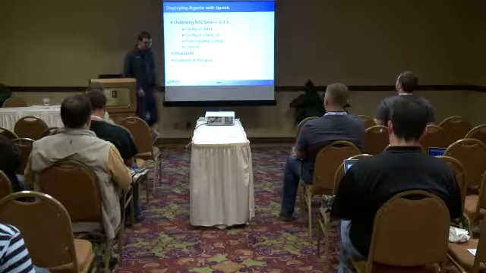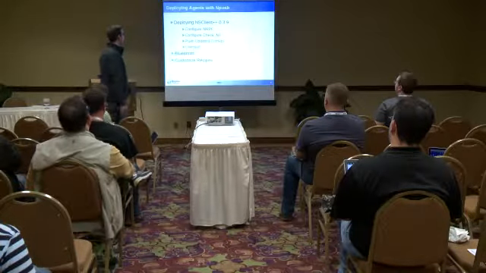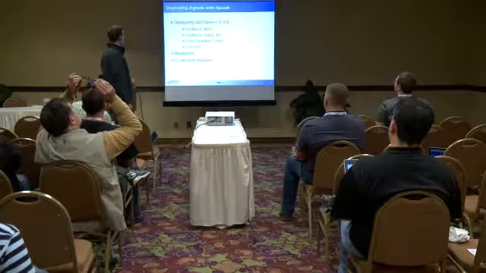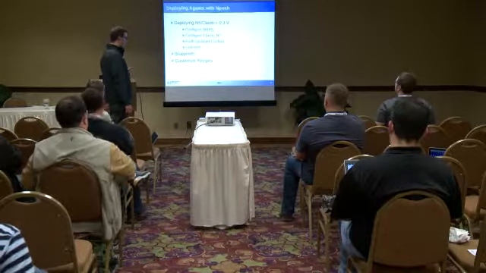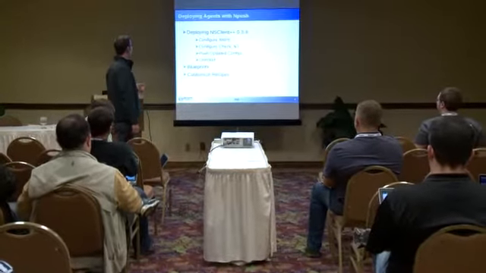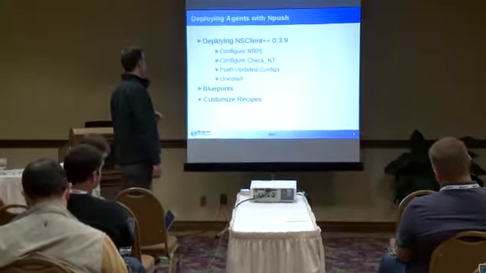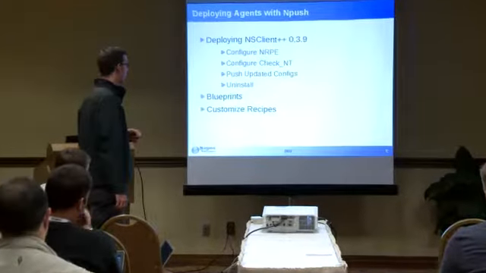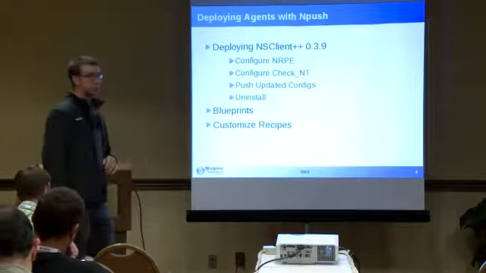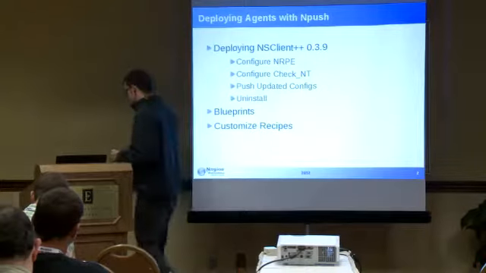So in this presentation today, I'm going to discuss how we can deploy NS Client. This is templated on 0.3.9, which is the current stable release. We'll also look at how we could deploy the 0.4 version for those interested. So when it's deployed, we'll look at different configuration options, such as configuring NRPE, configuring checkNT, pushing updated config files, running the uninstaller. We're also going to take a look at some of the blueprints as far as how this whole thing's put together, and how we can customize recipes for future deployments.